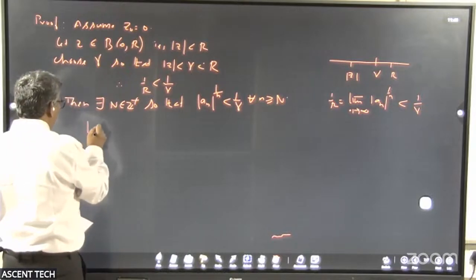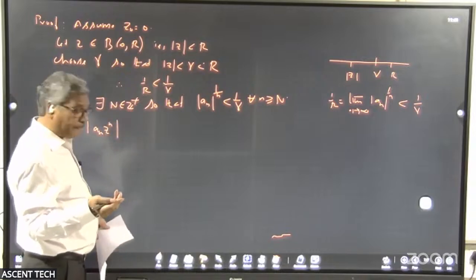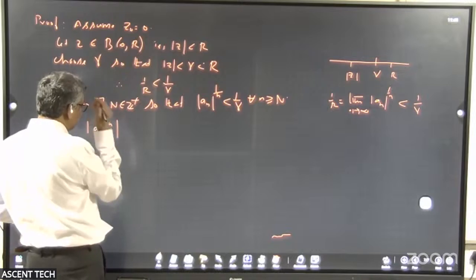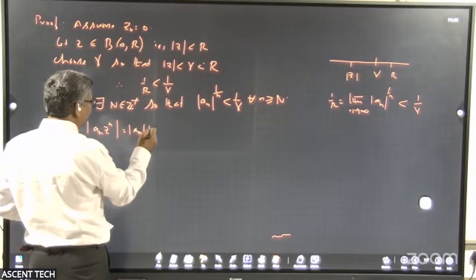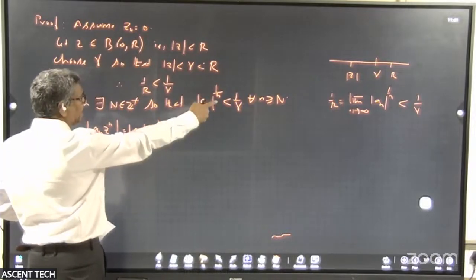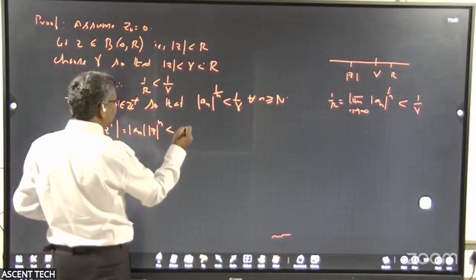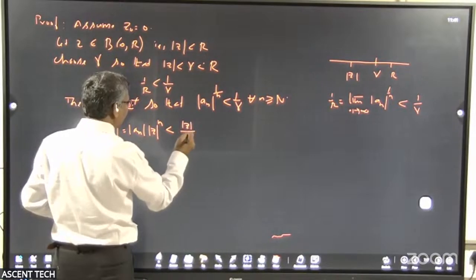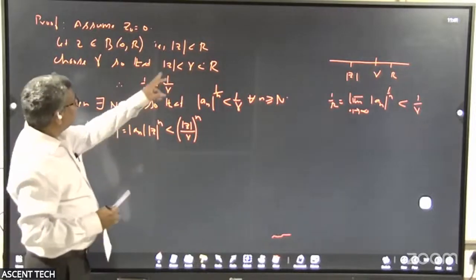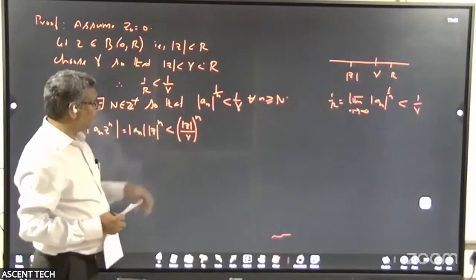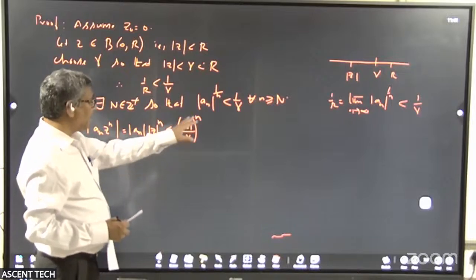So if you look at |a_n z^n|, I'm going to apply Weierstrass M-test here. This is |a_n| times |z|^n, but |a_n|^(1/n) is less than 1/r for n at least N. So this is less than (|z|/r)^n. But |z|/r is less than 1. Therefore, the series sum of (|z|/r)^n converges.